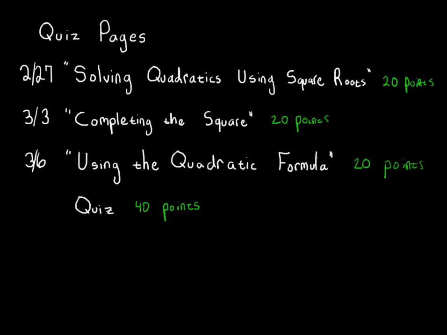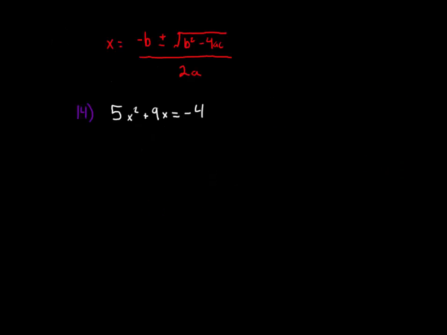And then the other 40 points will come from the problems on the quiz. And the problems from the quiz are taken directly from the homework. So if you've been doing your homework since last Friday, and you did this homework over the weekend, you're going to do just fine. I'm going to take a couple problems from the using the quadratic formula and solve those for you just to be sure that you're doing that correctly, because that is the newest thing that we've been learning. So here's number 14.